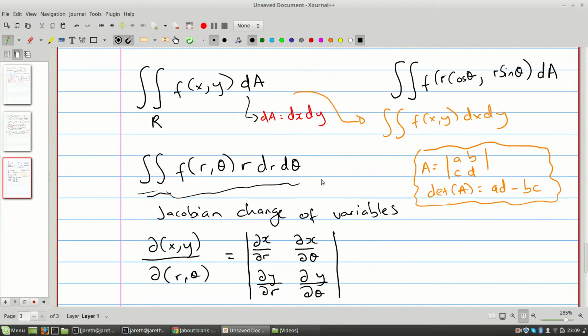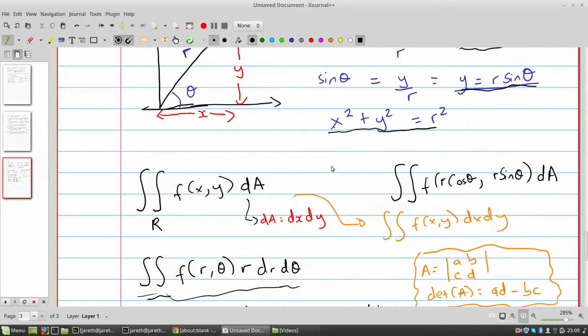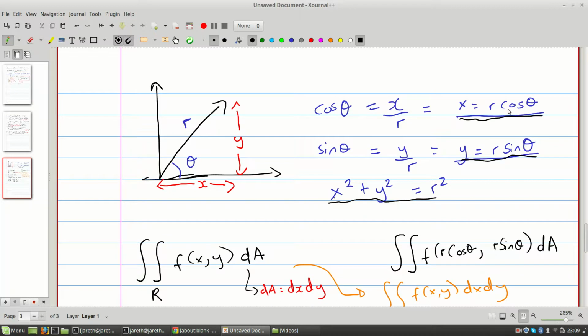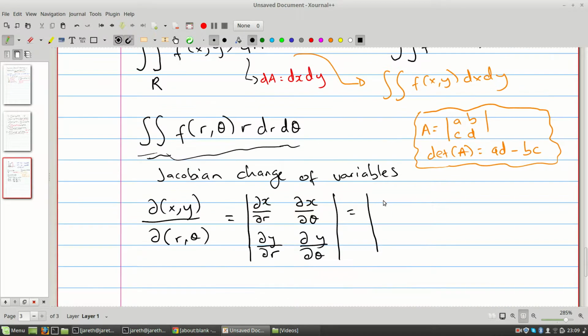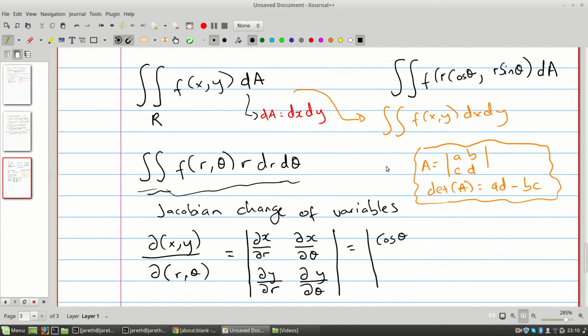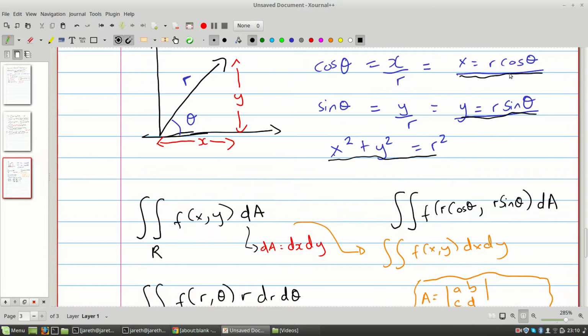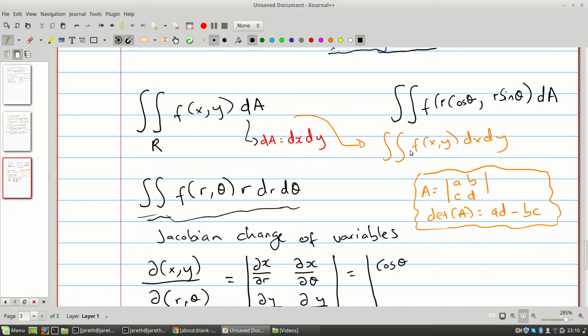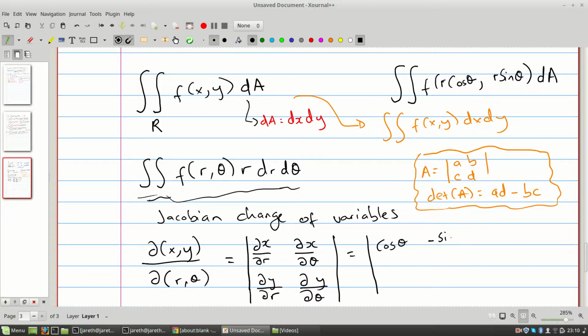So essentially, after doing this, let's actually find this derivative. What is the derivative of x with respect to r? x is equal to r cosine theta, so the derivative of x with respect to r is, of course, cosine theta. Let's write this down: cos theta. And then the next thing is the derivative of x with respect to theta, which is minus sine theta.